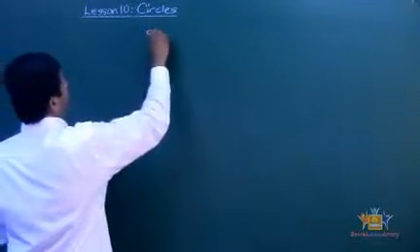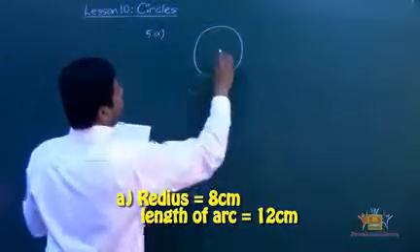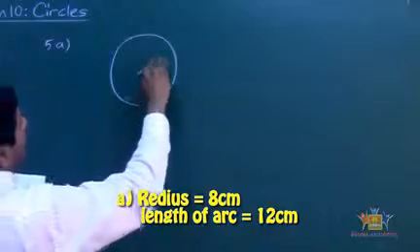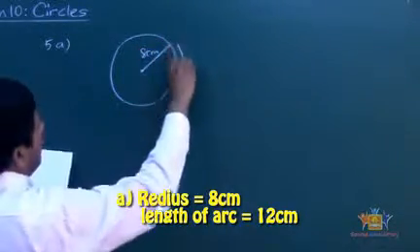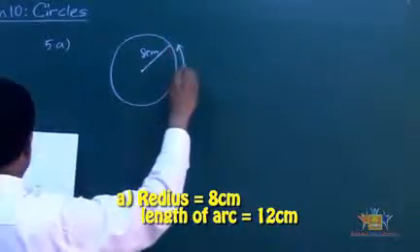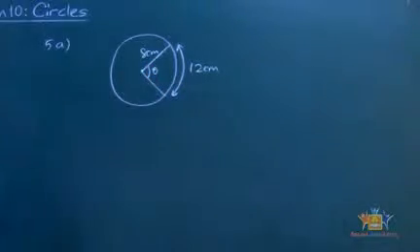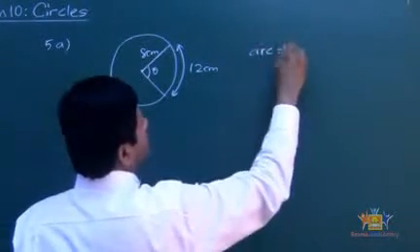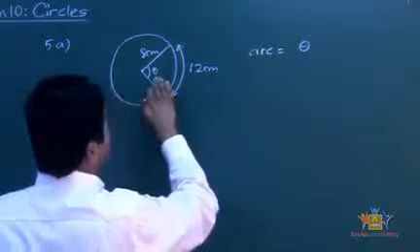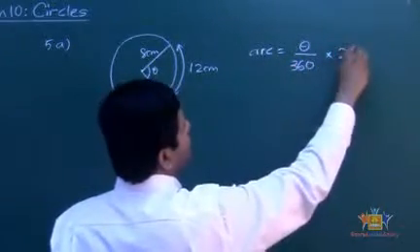Now 5a, pretty much this is the circle right there. So this is the center point, and you're given the radius. The radius is 8 centimeters, and then you're told the arc length. The length of the arc is 12 centimeters, but you don't know what this angle is. That's what we're looking for. So what do we do? Write out the formula. The arc equals the angle that we're looking for over 360 times 2 pi r.